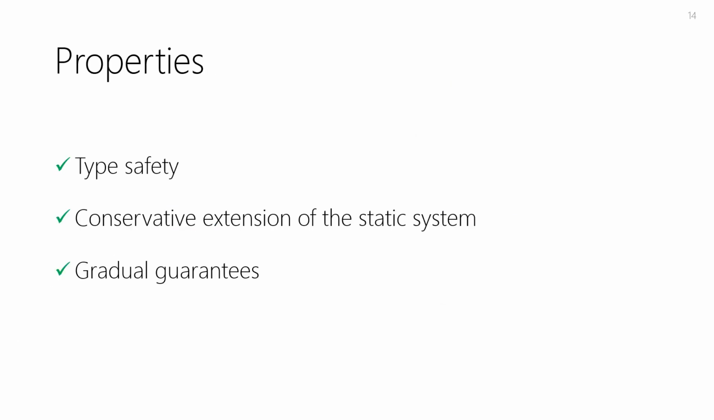The language generated through this process satisfies the desired properties of a gradual language. In particular, it's type safe, it's a conservative extension of the static system, meaning that it behaves in the same way as the static language on fully static programs, and also satisfies both gradual guarantees.